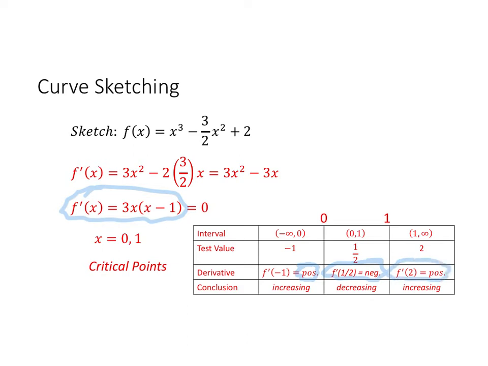Well, look at what's happening here on both sides of the critical points. Initially, we are positive to the left of 0. Then we're negative between 0 and 1. And then we're positive again to the right of 1. So we can see that in this first region, we're increasing. The second region, we're decreasing. And the third region, we're increasing.